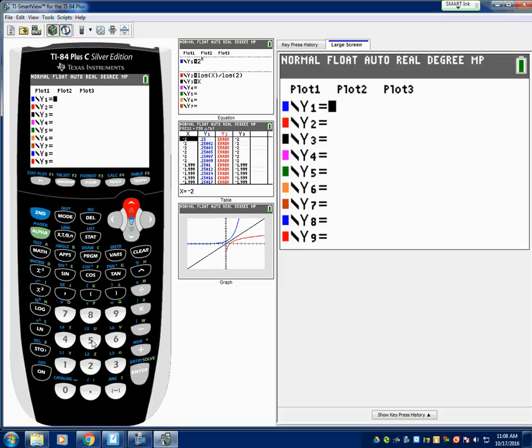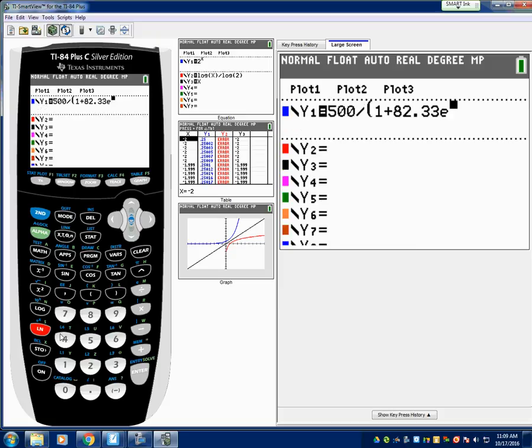I have 500 divided by, okay, I'm in classic. I can show you what it looks like. 1 plus 82.33, and then we hit second, and then the e to the x is right above ln. I'm in math mode here. And then I have negative 0.162, and then in parentheses I'm going to place the 3, and then I'm going to come down off of my exponent. There's another parentheses.